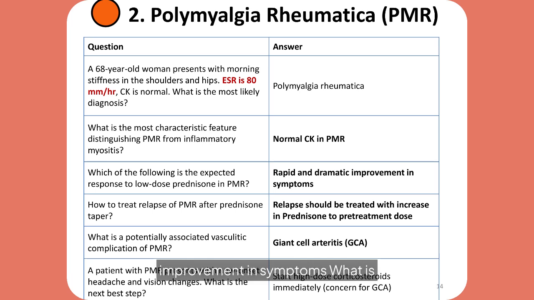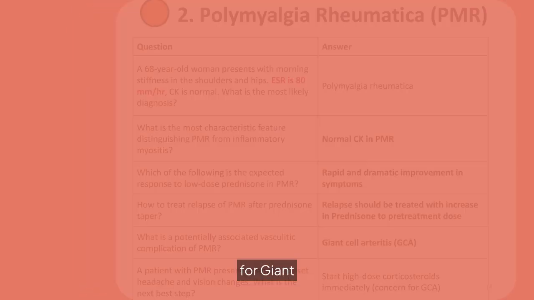What is a potentially associated vasculitic complication of PMR? Answer: giant cell arteritis. A patient with PMR presents with new onset headache and vision changes. What is the next best step? Answer: start high-dose corticosteroids immediately for giant cell arteritis.